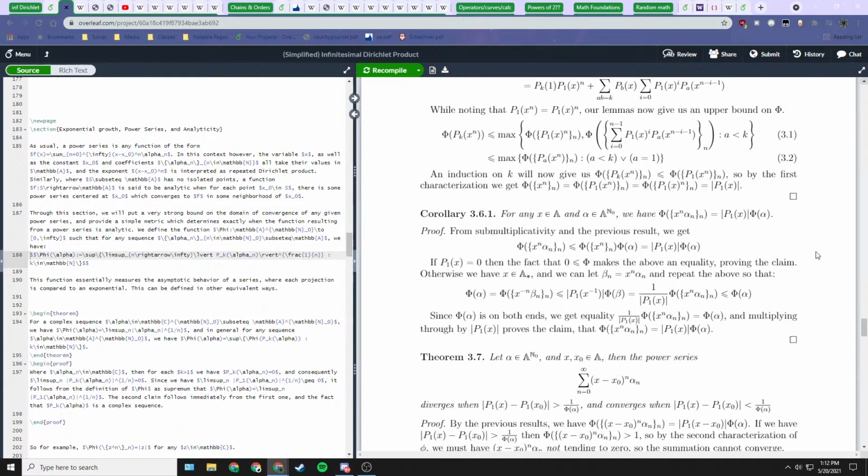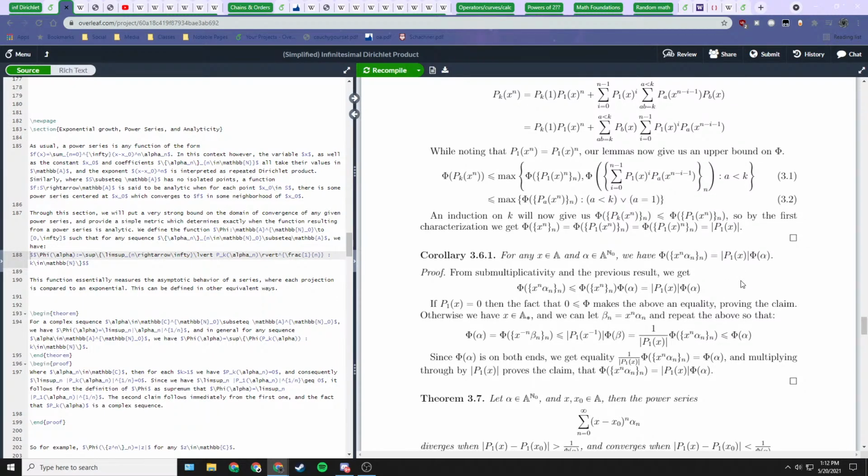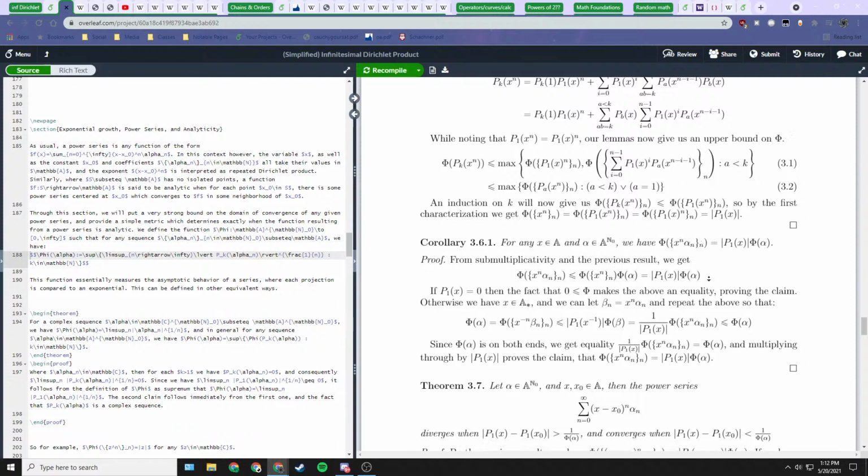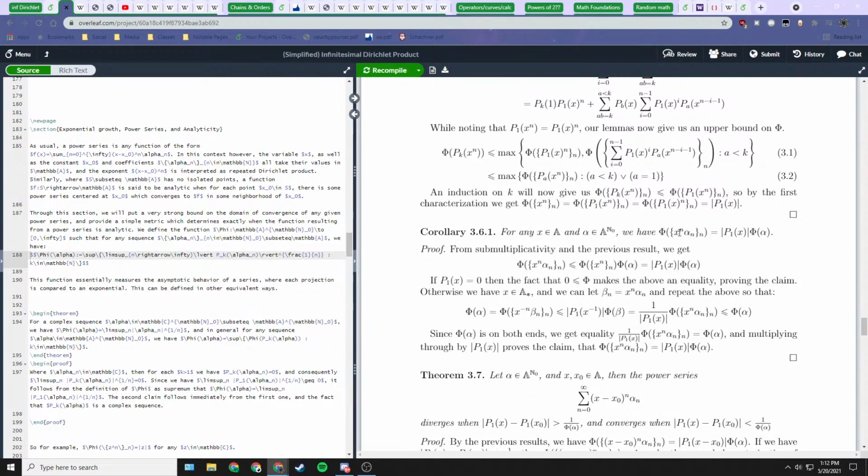So our corollary is related to this. Our corollary is, for every single x in our space A, and every sequence alpha, which is a sequence across our space A indexed by natural numbers, we have this equality: the phi value of x power n times alpha sub n, so if we multiply each of these sequences, is exactly equivalent to p sub 1 of x times the phi value of alpha.